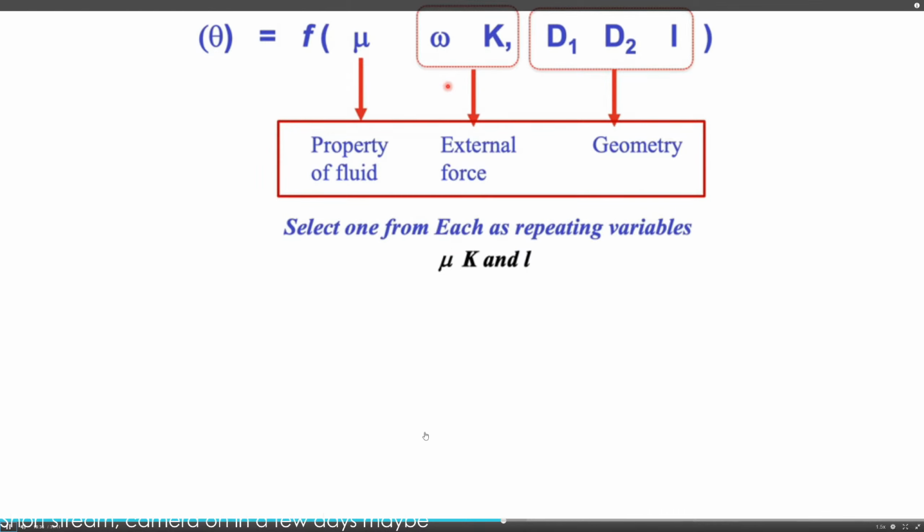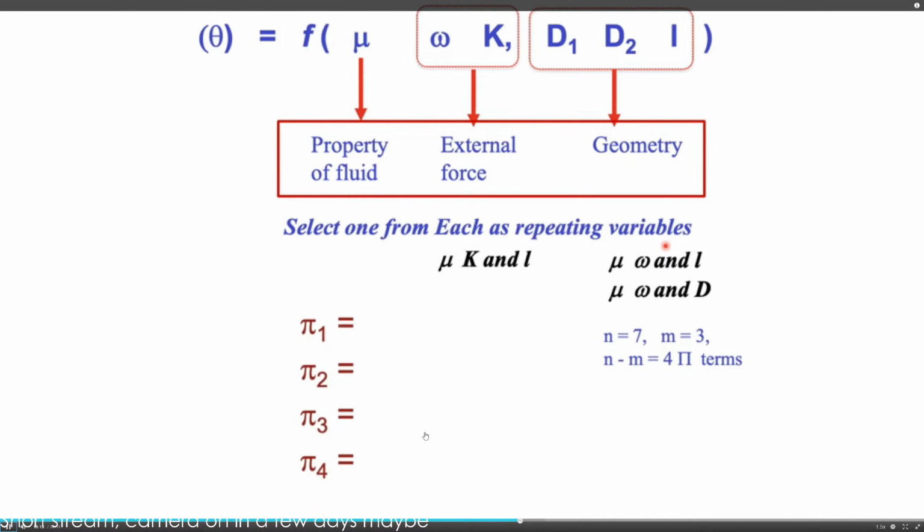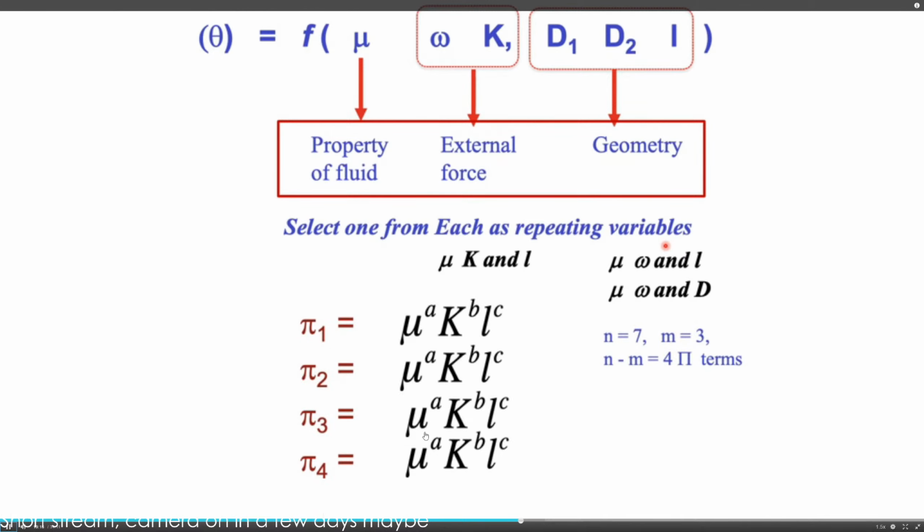So how do you select? I'm going to select mu, K, and L. But you can actually select mu, omega, and L, or mu, omega, and D1 or D2. If you select this, you're correct; if you select that, you are not wrong as well. In this case, we're going to select mu, K, and L. When you select differently, you will probably have different dimensionless terms. So we have 4 dimensionless groups, with mu, K, and L as repeating variables.